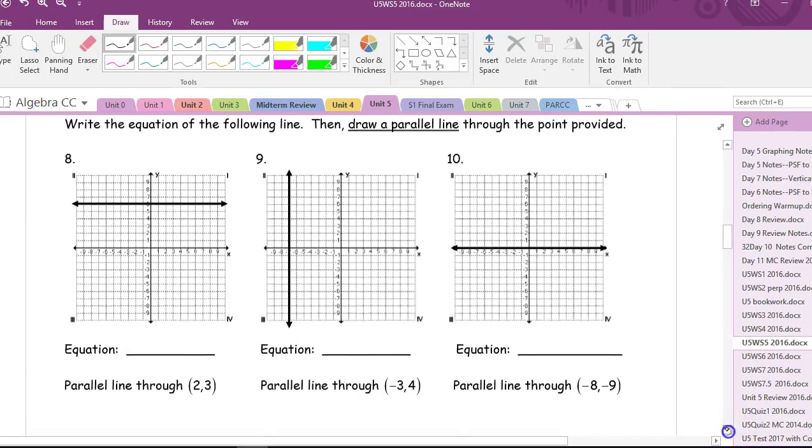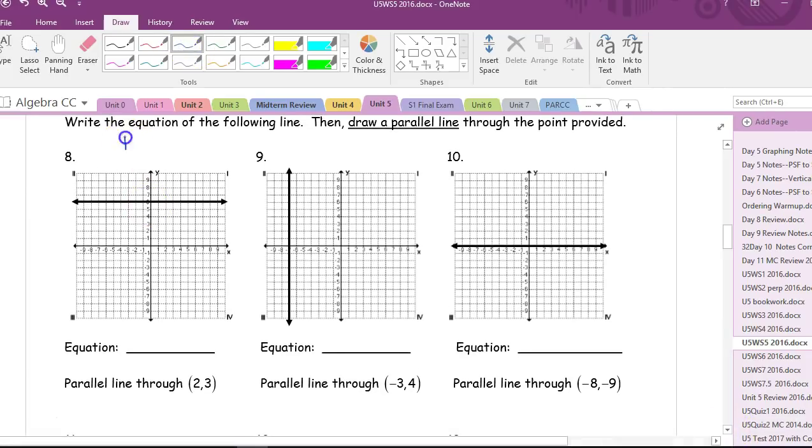So let me show you what I'm talking about. I want the equation of this line. It's horizontal, so it's going to be y equals, it is going through 6, so y equals 6 is my equation. I want a parallel line through 2, 3. So what I mean by that is I find 2, 3, and if your line is horizontal, then the parallel line also has to be horizontal. So you just draw a horizontal line. You do have to draw it going the same way because otherwise the line isn't parallel.